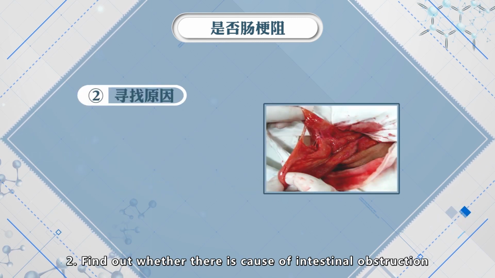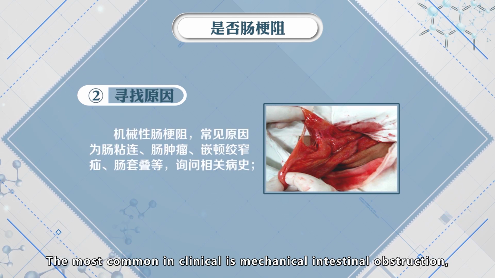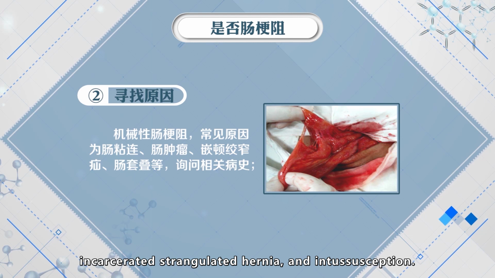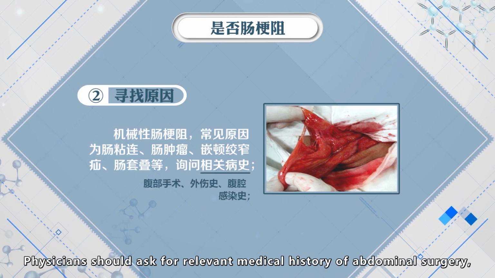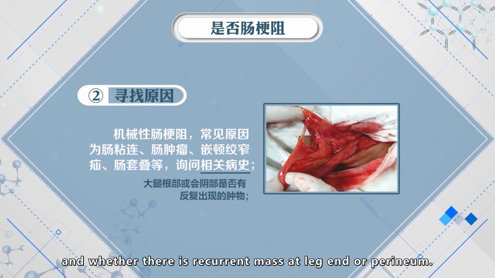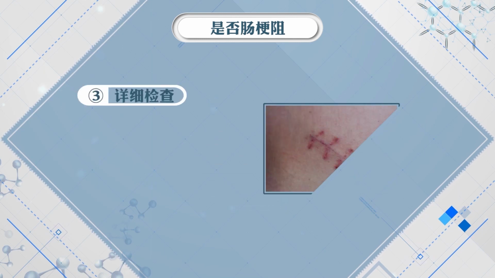Number 2. Find out whether there is a cause of intestinal obstruction. The most common in clinical practice is mechanical intestinal obstruction, often caused by intestinal adhesion, tumor, incarcerated strangulated hernia, and intussusception. Physicians should ask for relevant medical history of abdominal surgery, injury, or infection, and whether there is a reducible mass at the leg or perineum.